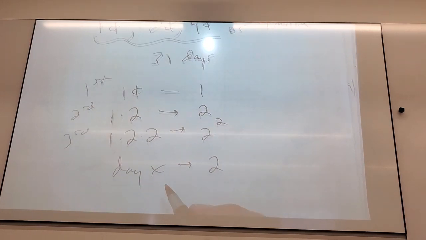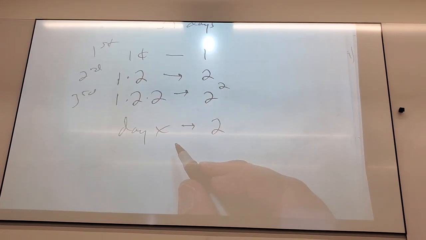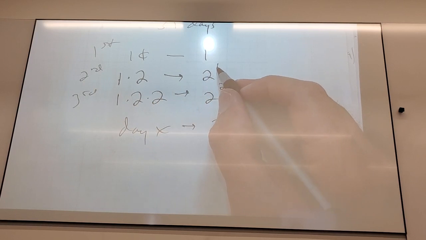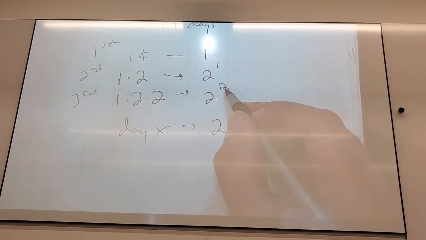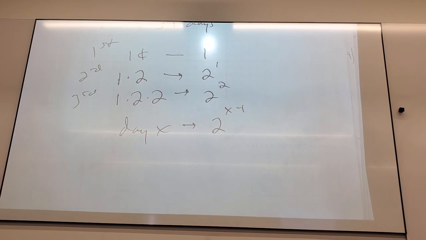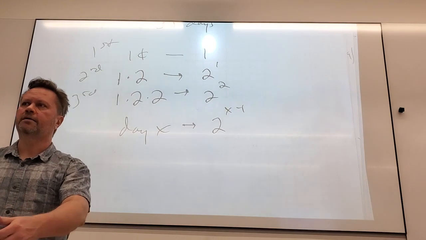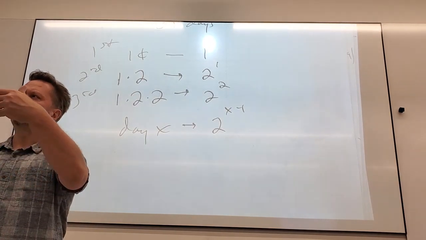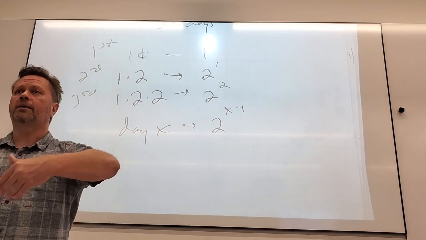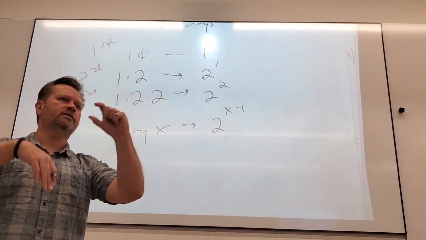What about day X? Right, on the 2nd day, 2 to the 1st. On the 3rd day, 2 to the x minus 1. Let me stop for a minute. You guys all see that? It's just because the first day I hadn't doubled anything yet. So don't I double one less day? Because I start doubling on the second day. You guys kind of with me? That's a little tiny detail.